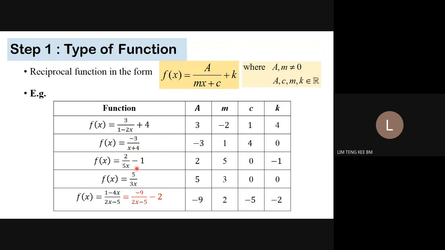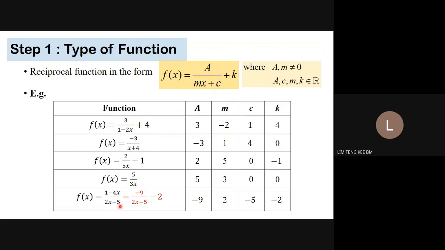Then continuing, I have f(x) equals 2 over 5x minus 1. So these are the corresponding a, m, c, k if you compare on top. f(x) equals 5 over 3x. Again, this is the a, m, c, k that I have corresponding to on top. Basically, from all these examples, the important thing you notice, so you can identify the reciprocal functions, is that the denominators only come with the x term in a linear expression mx plus c.